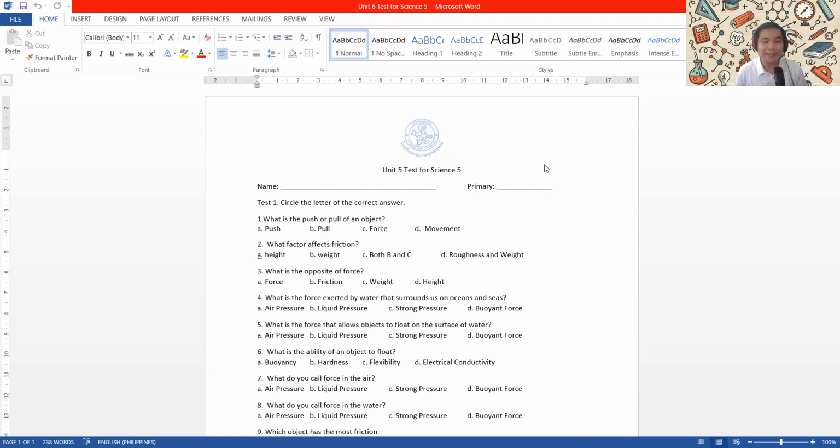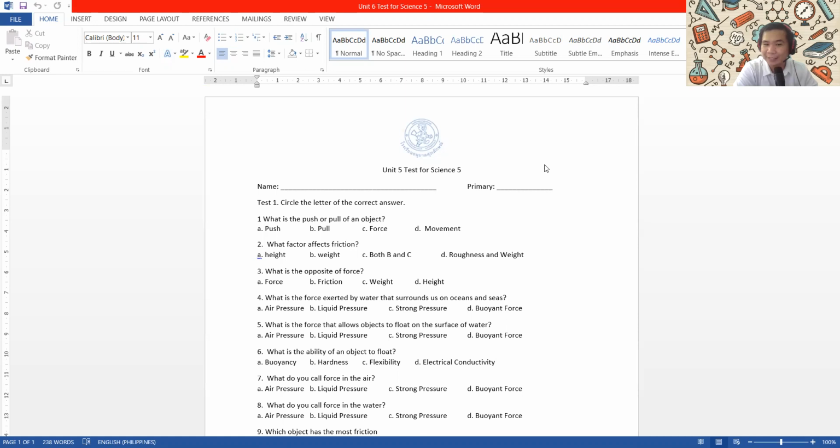Before we could answer that, we need to know, what does push mean? Push means you move something away from your body. That is what push means. And what about pull? What does pull mean? Pull means you move something closer to your body. I think you already know.